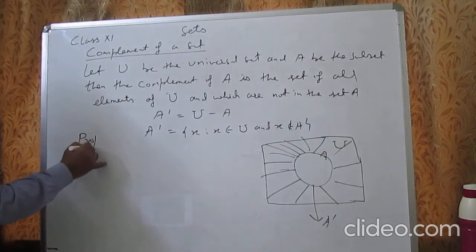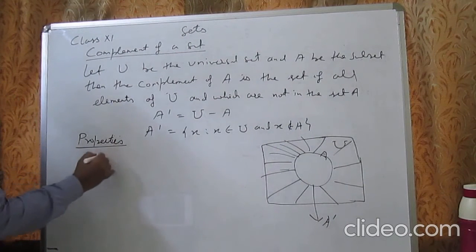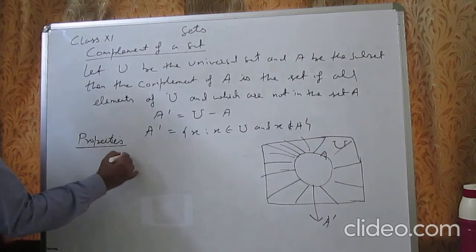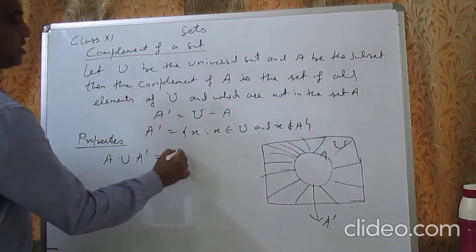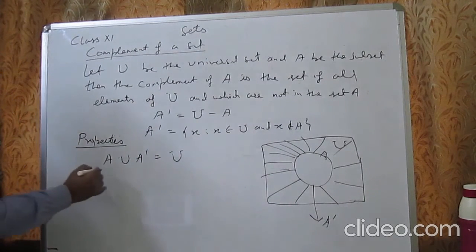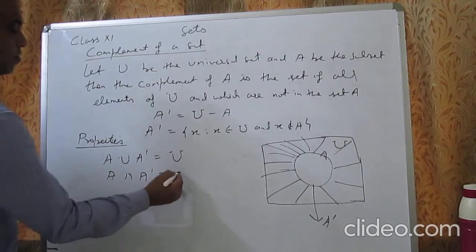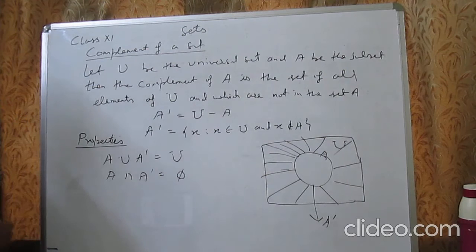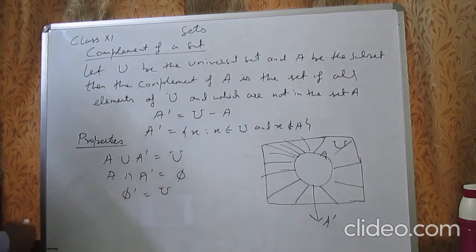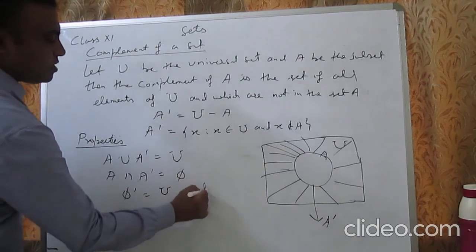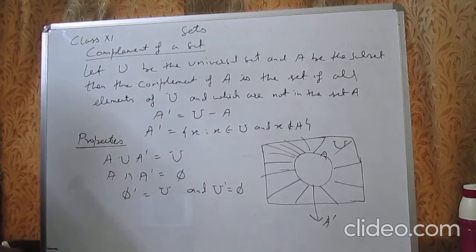Some properties are there. Properties: A union A complement is equal to क्या आ जाएगा, यूनिवर्सल सेट. A intersection A complement is equal to phi. Phi complement is equal to universal set, and universal का complement लेंगे तो क्या आ जाएगा, null set.